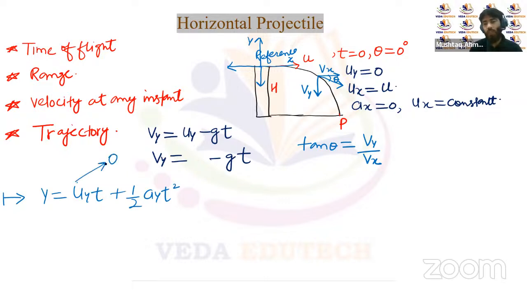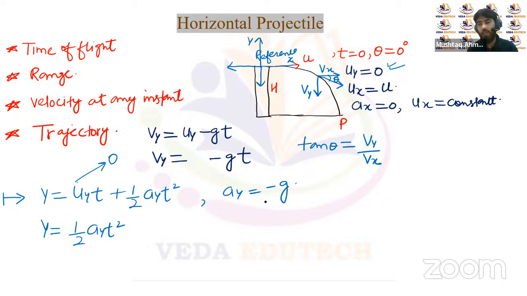Because the total velocity at time t equal to 0 is totally horizontal, or we can say uy is equal to 0, right? So uy is equal to 0. So from here y is equal to half ay t square. Our ay is equal to minus g because it's vertically downwards.